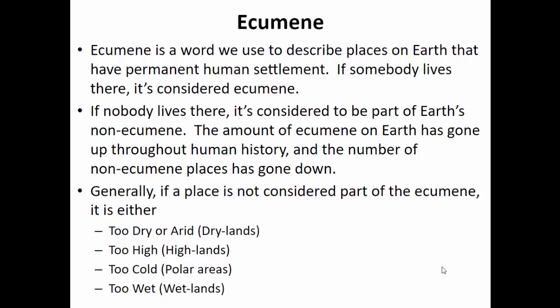Too cold are polar areas. Again, it's simply too cold throughout a majority of the year to grow crops. In fact, in many of the polar areas, you have permanent ice called permafrost on the ground, and so growing crops is almost impossible.